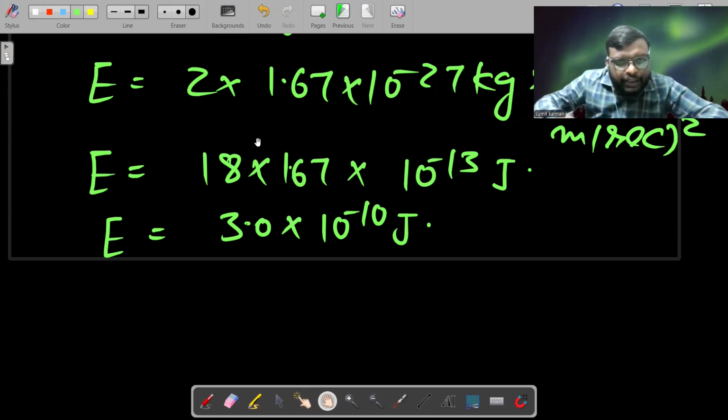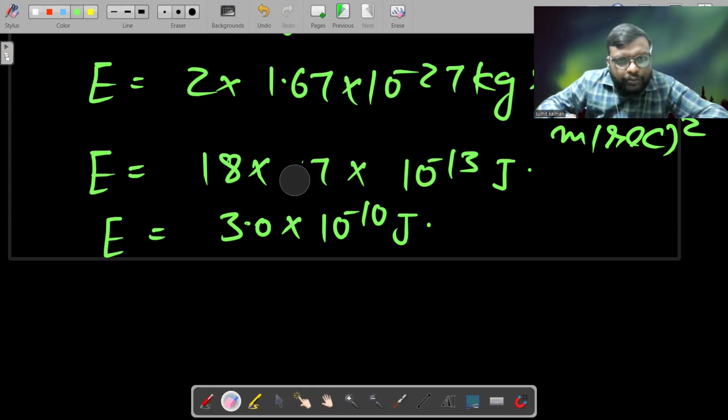Here it was 167, not 1.67. Here it was 167. So you can check. This is a very simple calculation. So here we have got this.